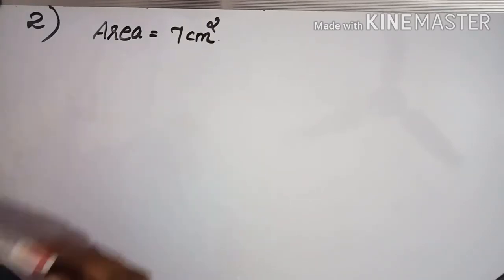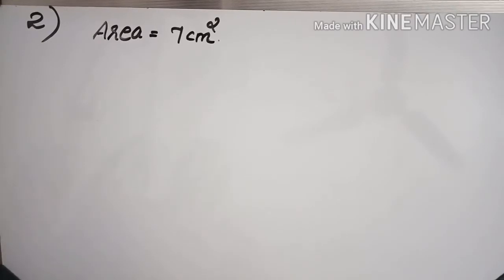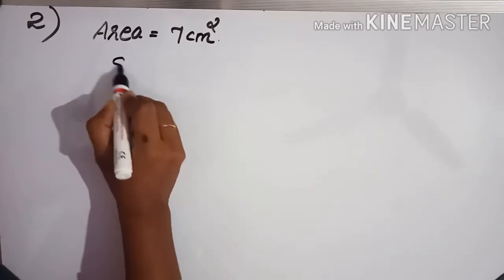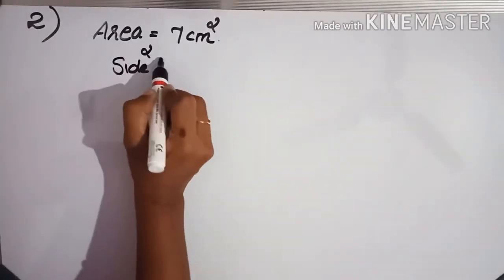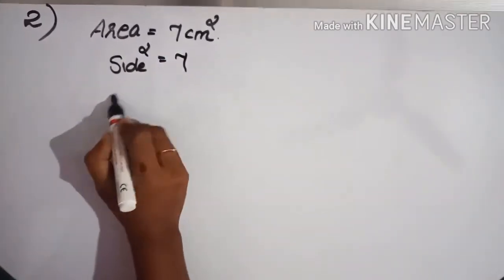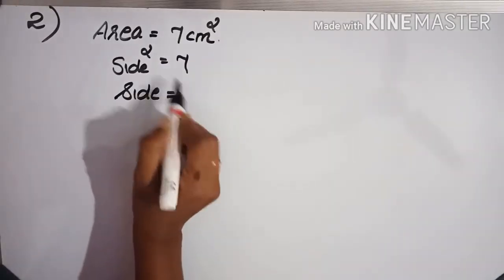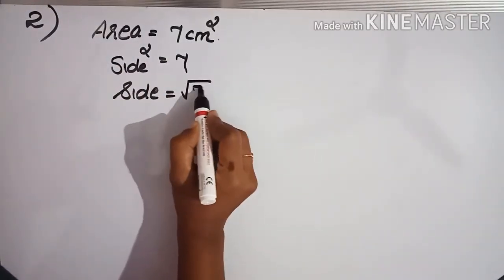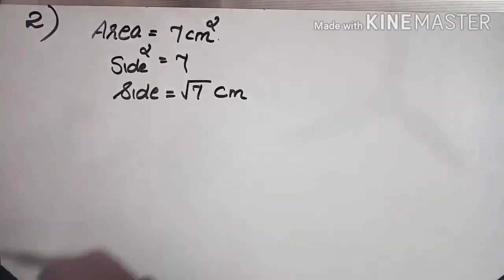Okay, so if area is 7, what will be the side? Area equals side square. So side square equal to 7 must be. Then the side equals square root, it will be root 7 centimeter. Okay, we need to draw root 7 centimeter as one side of the square. But we know root 7 has no exact value. For root 7 we don't know the exact value.